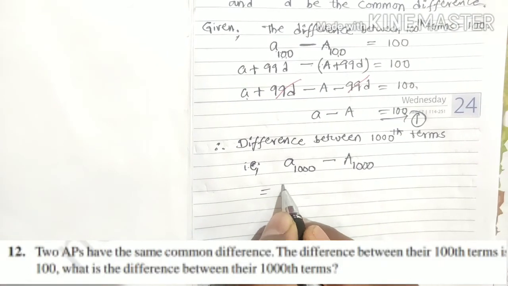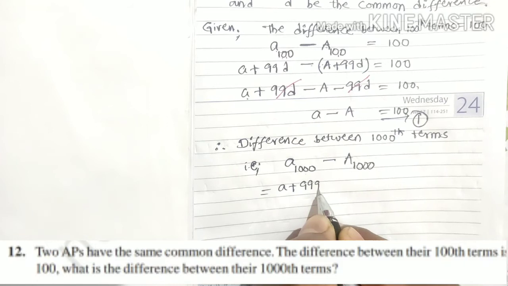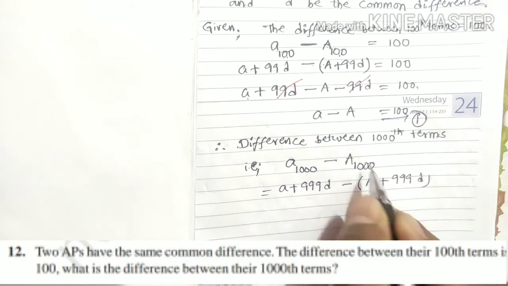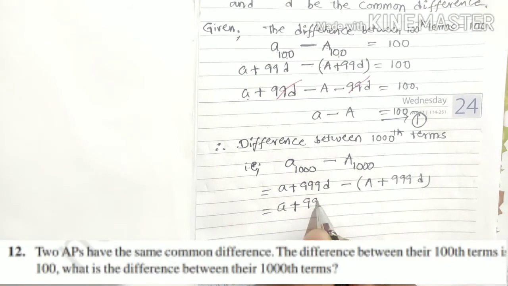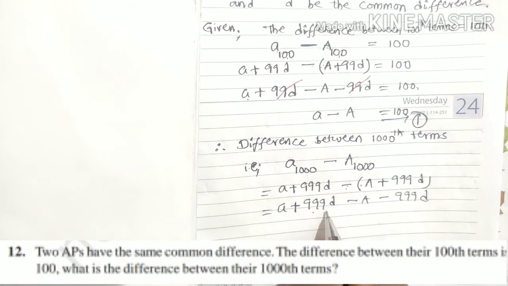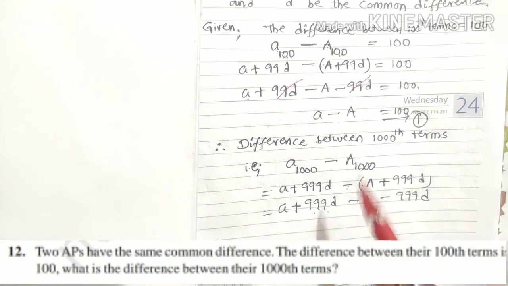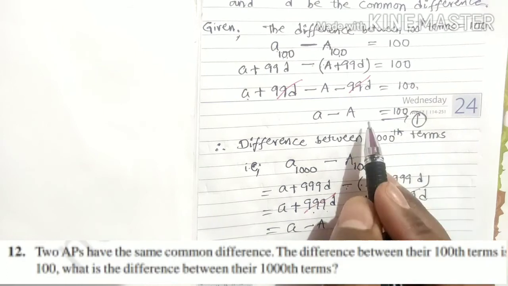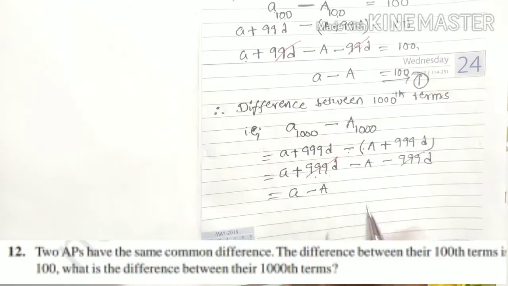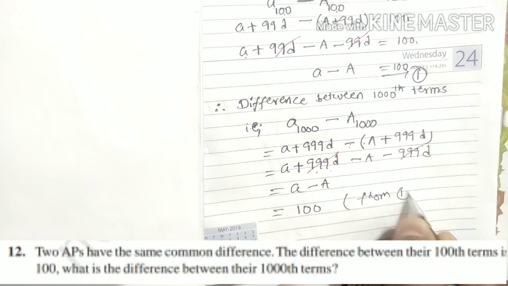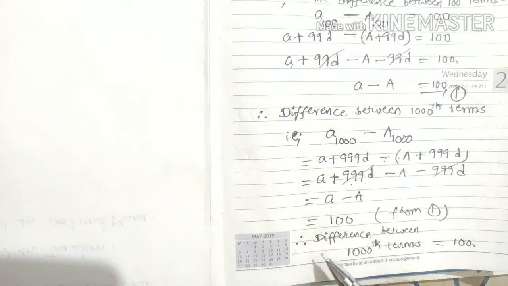That is equal to A1000, which can be written as a plus 999d, minus capital A plus 999d. Further, you can write a plus 999d, minus into plus is minus A, minus into plus is minus 999d, plus 999d minus 999d will be 0. What is left here? Small a minus capital A is left. You observe from the first equation, small a minus capital A is 100. So instead of small a minus capital A, you can write 100. That is, from 1 we have written this. So we can conclude that the difference between 1000th terms of both APs will be 100.